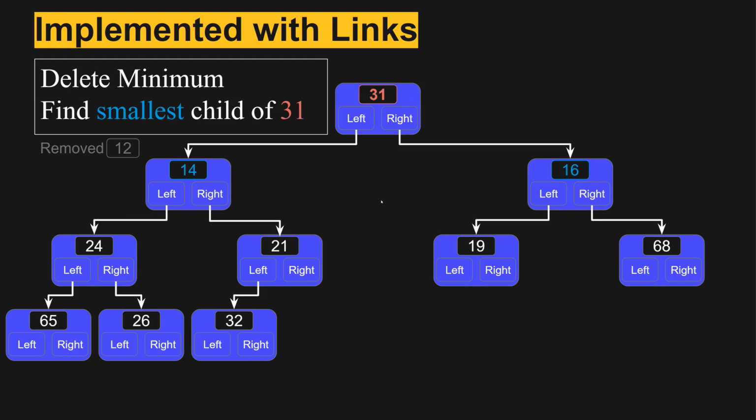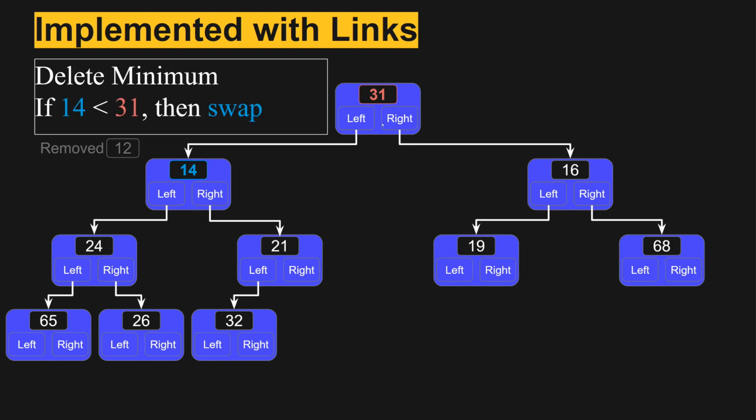We find the smallest child of 31. So between these two, the two children of 31, we find the one that is the smallest. The smallest here equals 14. If 14 is less than 31, so 14 is smaller than 31, then we swap. The reason that we needed to compare against both of these and find the smallest is so that when we swap, the heap order property is maintained with the other node.